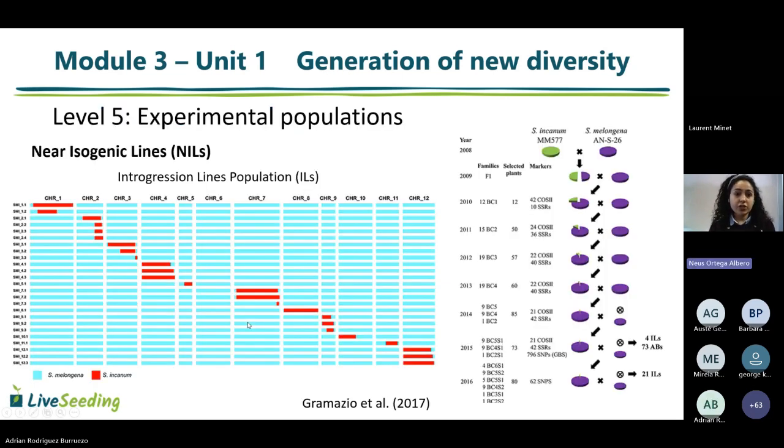This type of populations include near isogenic lines or NILs that have only one little introgression per line. I said, one portion of a donor genome or a donor genotype into an interesting background or an interesting variety. One example of this NIL population would be a population of introgression lines, ILs. These types of populations are obtained after a biparental cross between an interesting variety and the genotype with an interesting trait we want to exploit.